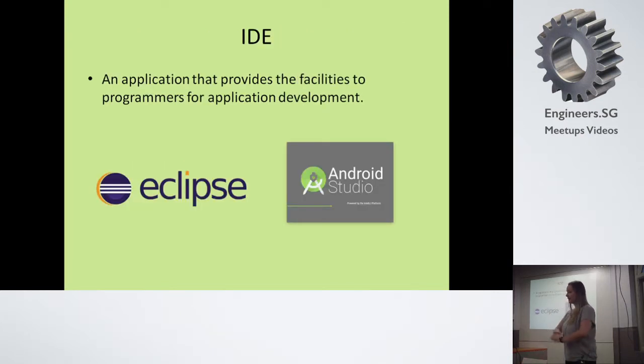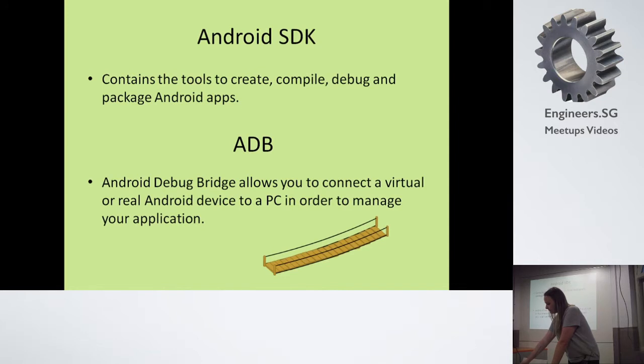An IDE is an application that provides facilities to programmers for application development. Basically, it's an environment where you can write code, compile it, and deploy it onto your application. We'll be using Android Studio, but you can also use Eclipse. Eclipse is usually used when you write Java applications. The Android SDK contains the tools to create, compile, debug, and package Android apps. It provides all the functionality for you to develop everything, really.